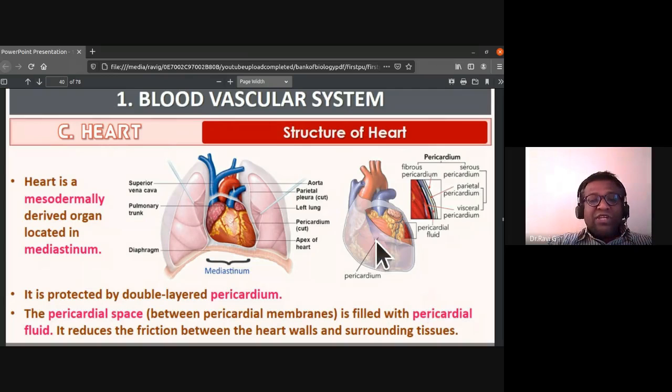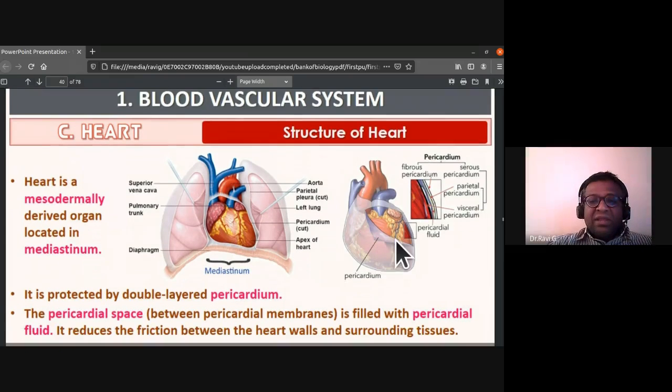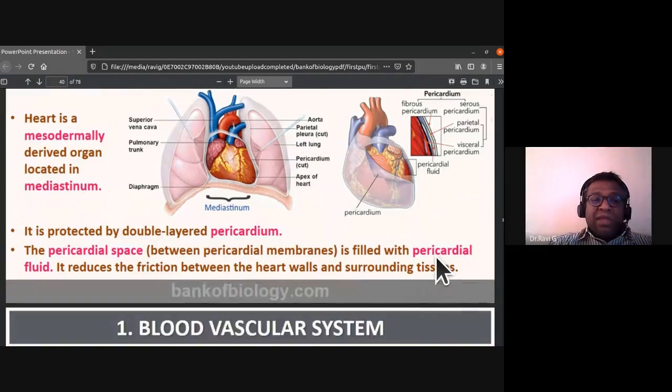It reduces the friction between the heart walls and the surrounding tissues. So what is this pericardial fluid doing? It reduces the friction between the heart walls and the surrounding tissues. The pericardium layer is two membranes, with a pericardial space in between, and this space is filled with pericardial fluid. That is about the pericardium.